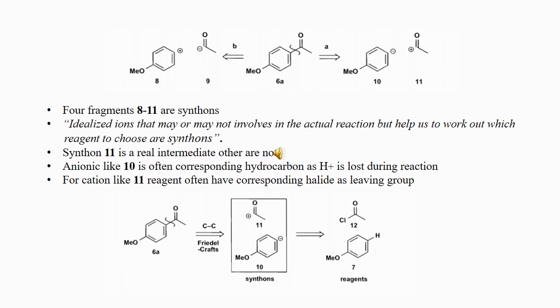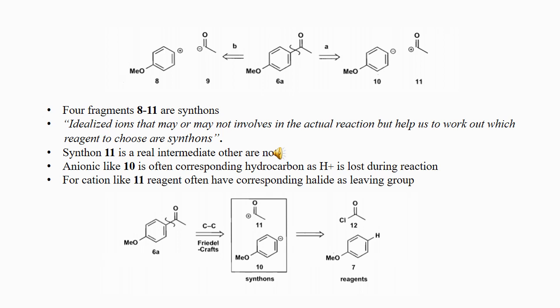So how can we make that synthon 11? Synthon 11 can be suggested from the acid halide, and if the halogen of the acid halide is removed, the synthon is formed. So synthon 11 is a real intermediate, only this one, the others are not.